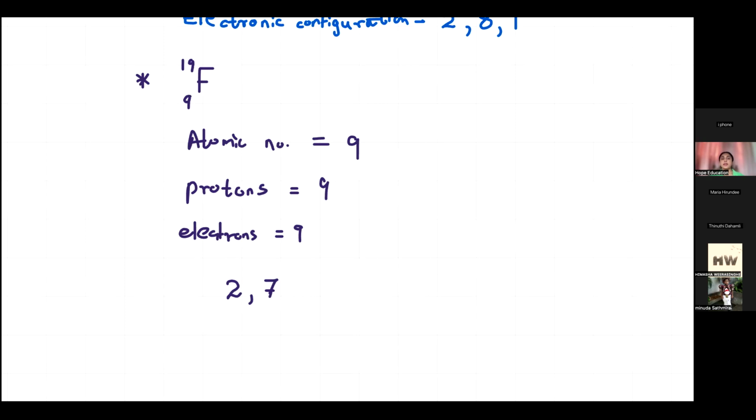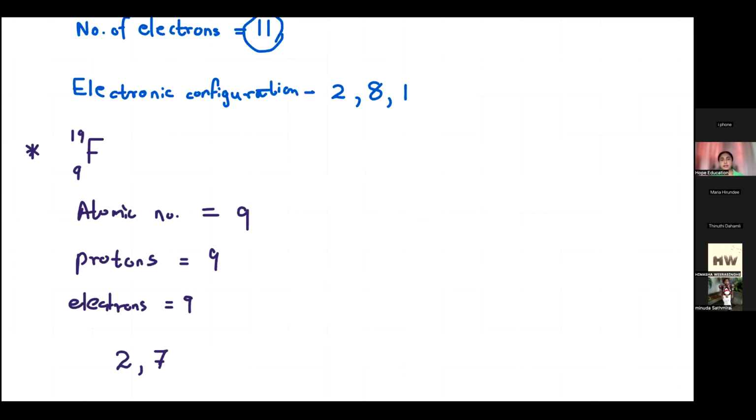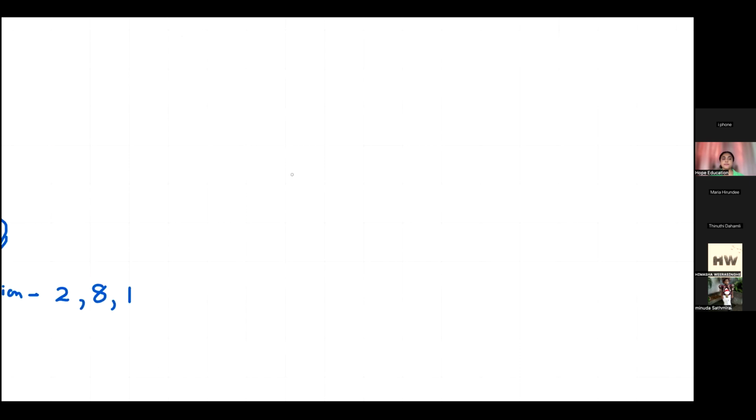Okay. Let's have another example. Let's say calcium. Just tell me the number of electrons here. We actually want the number of electrons, no? How many electrons does this have?